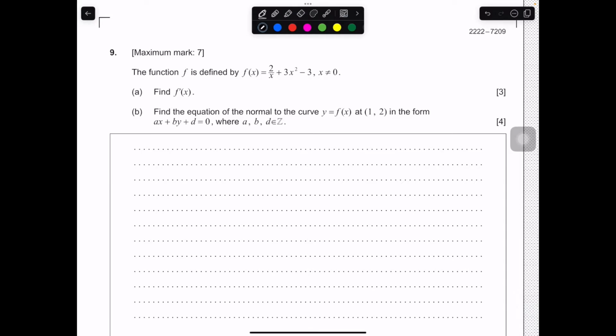All right. Question number 9, 7-mark question. The function f is defined by f of x is equal to 2 over x plus 3x squared minus 3, where x cannot be equal to 0. Just an idea, why can't x be 0? Because we're dividing by x.